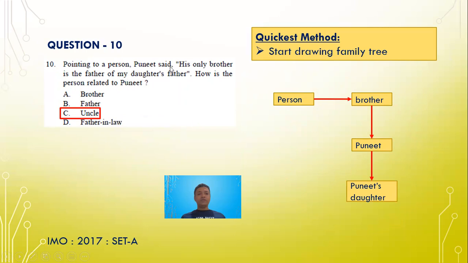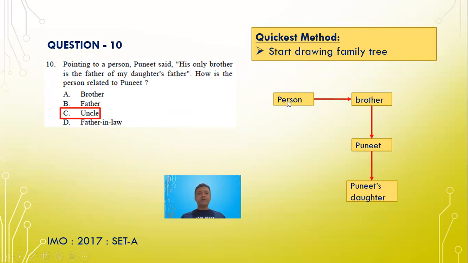Pointing to a person, Puneet said, his only brother is the father of my daughter's father. How is the person related to Puneet? So again, in such cases, start drawing a family tree. Puneet says that his only brother, so let the person be here, only brother. So this is the brother of the person, who is the father of my daughter's father. So who is Puneet's daughter's father? Puneet's daughter's father is Puneet. And Puneet's father. So this brother is Puneet's father.